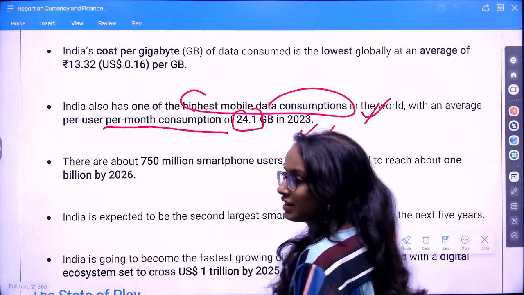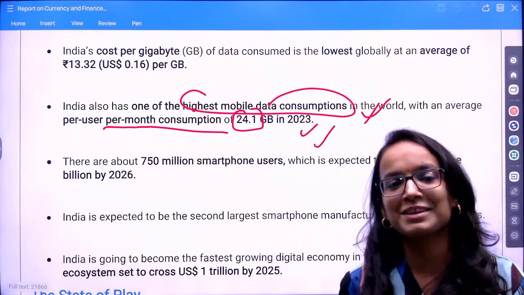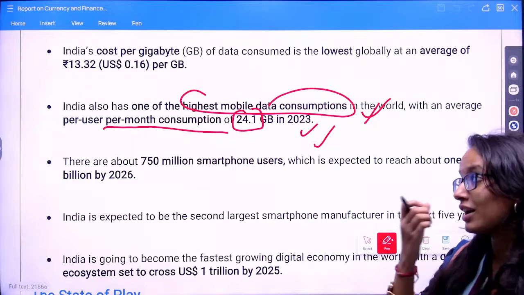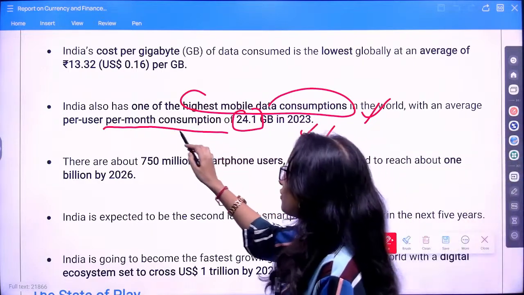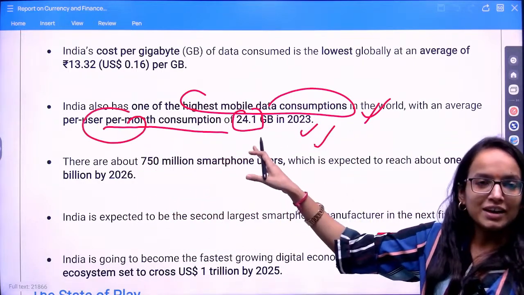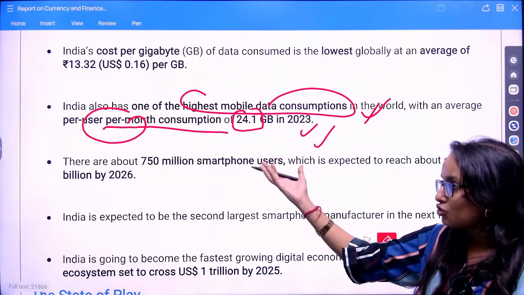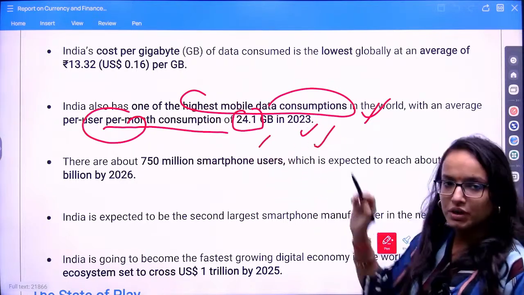Now, where all that data consumption goes is a matter of wonder, but you need not wonder about that. It's just that more people are able to consume more data. So, per user per month, 24.1.